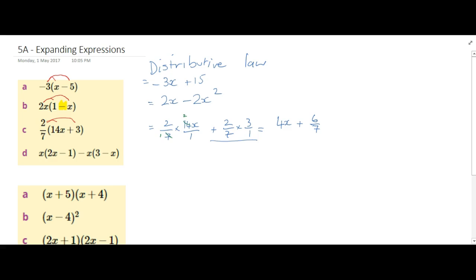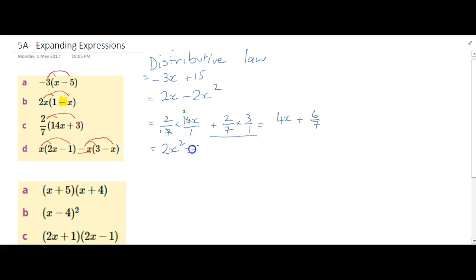Okay, the last one here has got two brackets in it. So we've got to do two separate expansions, and then we're going to simplify. Okay, so x times 2x, x times negative 1, negative x times 3, and negative x times negative x. So let's work through this. x times 2x is 2x squared. x times negative 1 is negative x. Negative x times 3 is negative 3x. And negative x times negative x is positive x squared.